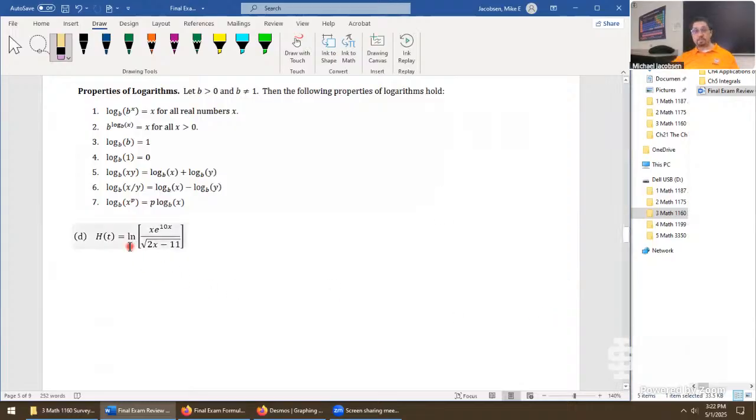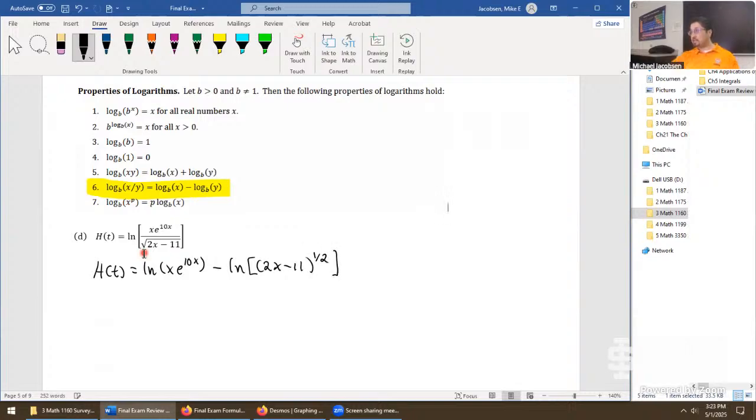First thing we're going to do is start expanding this function as much as possible, then we'll differentiate. So h at t, no derivative just yet, is first, use the quotient rule right here. We're going to split across that fraction bar and write natural log x e to the power 10x minus natural log, and instead of writing the square root, let's also simplify and write it as 2x minus 11 to the power 1/2. So that takes care of the first portion. We've split up the fraction.